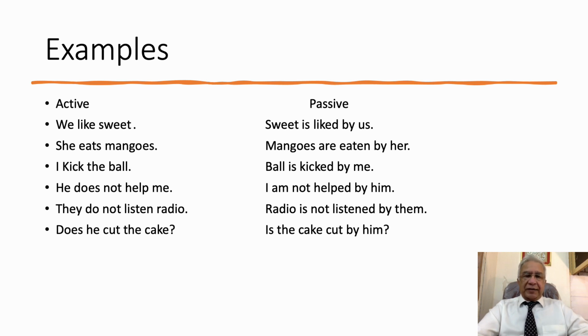And then: he does not help me. It's a negative sentence. For the sake of negative, a helping verb definitely is required, and therefore we shall be saying: I am not helped by him. All processes are the same. For example, me is converted into I, he is converted into him, the third form is added as well, but the negativity has been added by using the helping verb am, because the subject is I, and not is added in order to make a negative according to the normal stream of the processes.